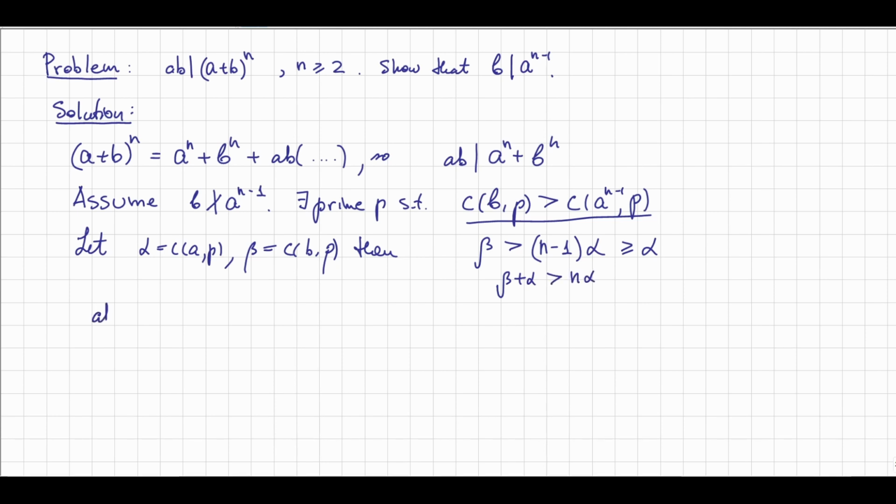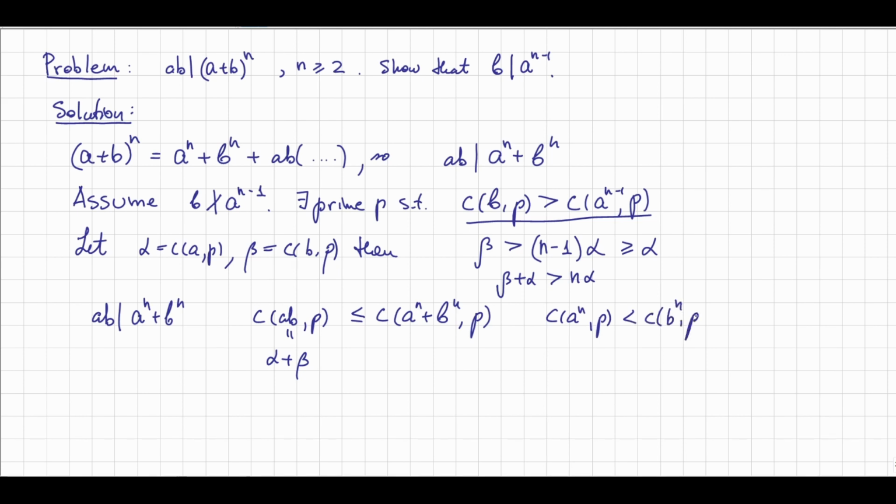Let us go back to the condition that ab divides a^n plus b^n. We know that this means that c(ab,p) is less than or equal to c(a^n plus b^n,p). We know that the left side is equal to alpha plus beta, c(a,p) plus c(b,p). Here we know that c(a^n,p) is less than c(b^n,p), because beta is larger than alpha. So therefore this is equal to c(a^n,p), which is n alpha.